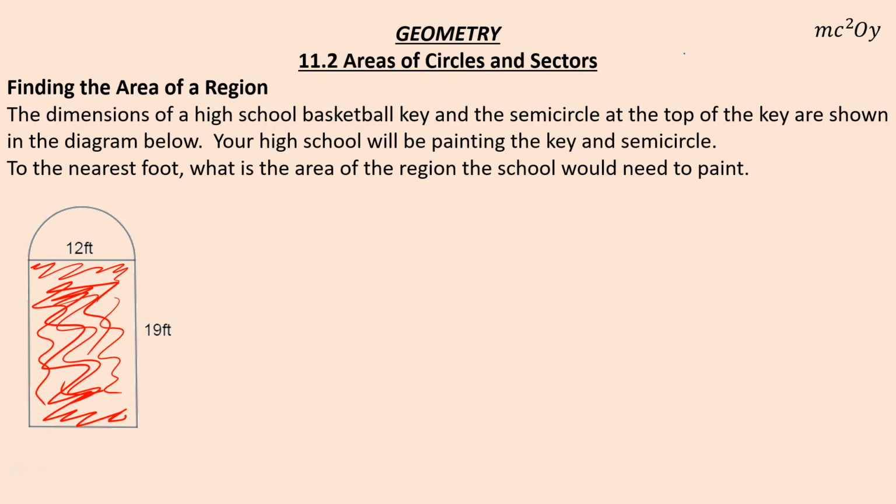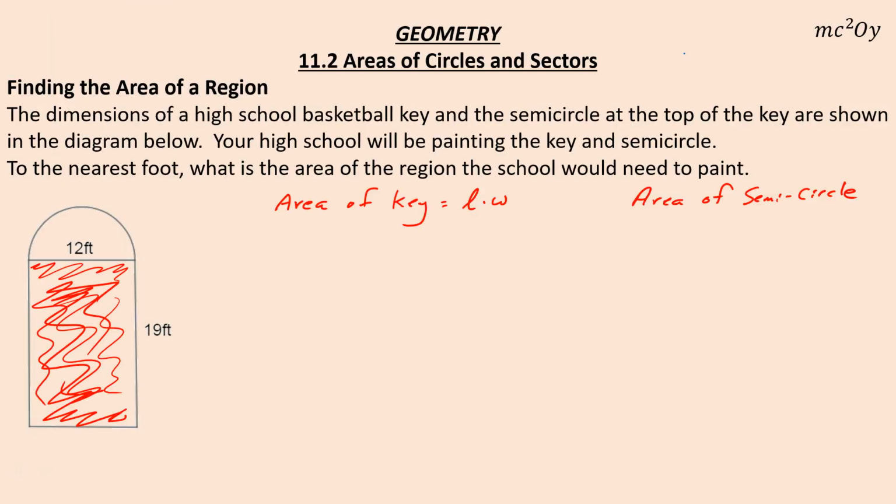Well, you can approach it in a couple different ways. I'm just going to approach it as finding the area of each. So if I find the area of the key, which is just a rectangle, right? It's just equal to length times width. And I can find the area of the semicircle, which really is equal to, whoa, sorry about that, A equals pi r squared. That would give me the whole circle, so I just want half of that. I want half the circle because it's cut in half.